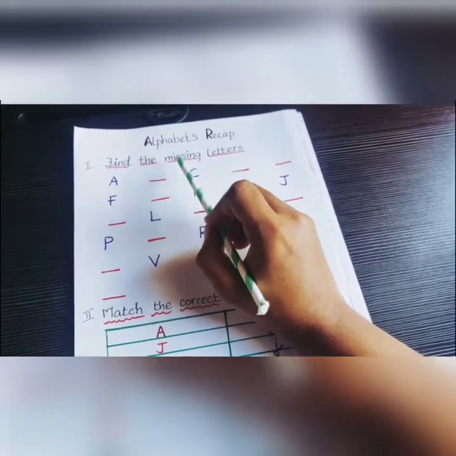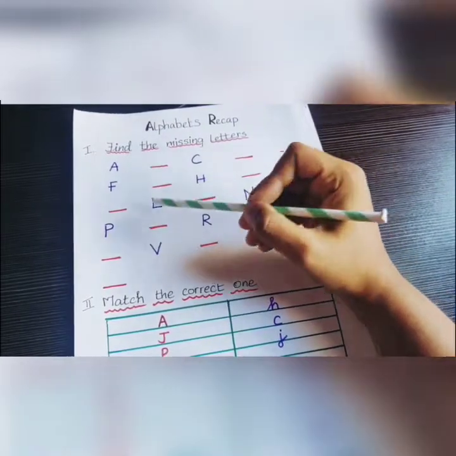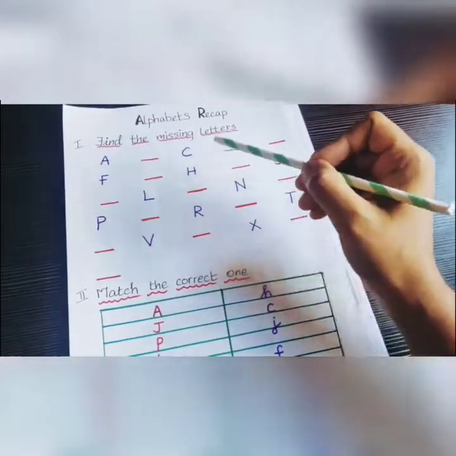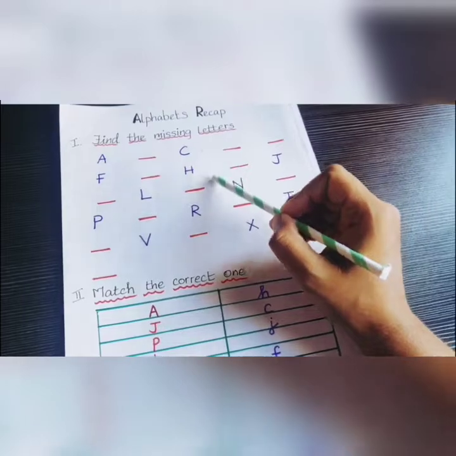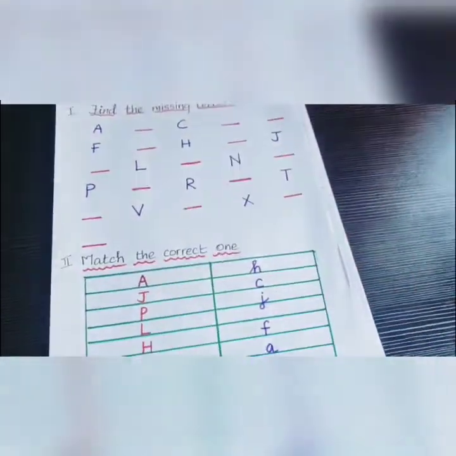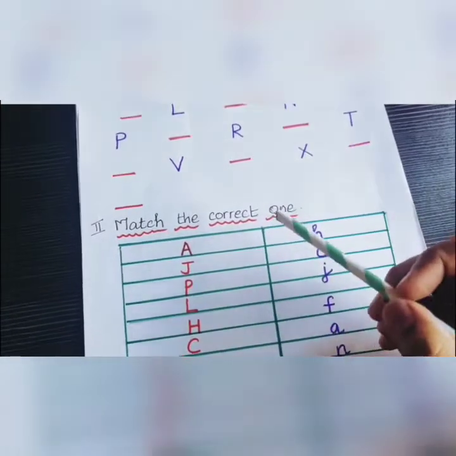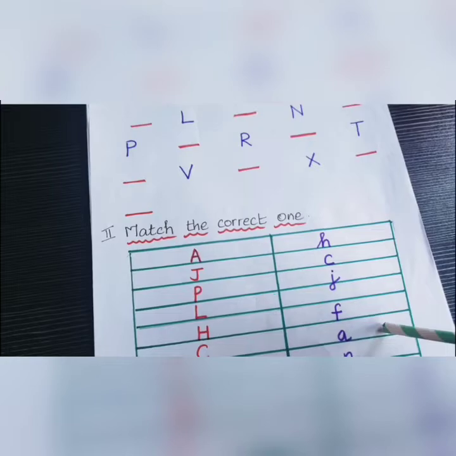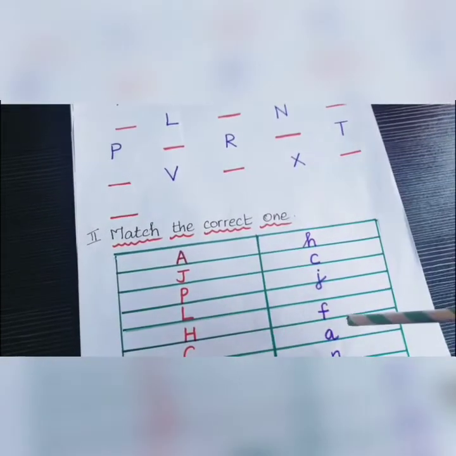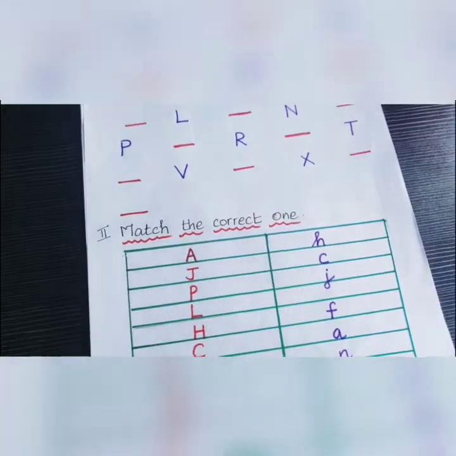Since your child must have learned alphabets in LKG, you can quickly give a recap of alphabets through these simple recap activities. For this, your child needs to find the missing letters and fill them. The second activity is also a simple one in which your child should find the relating small letter for the capital letter and match it. To do this activity, your child must be familiar with alphabets.